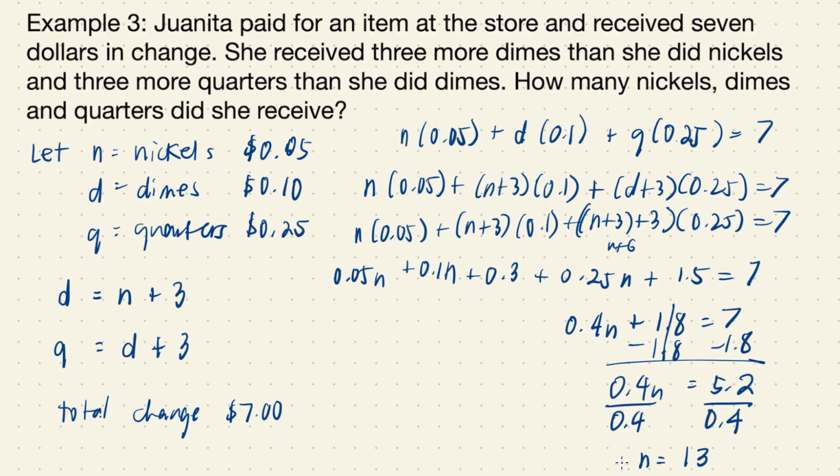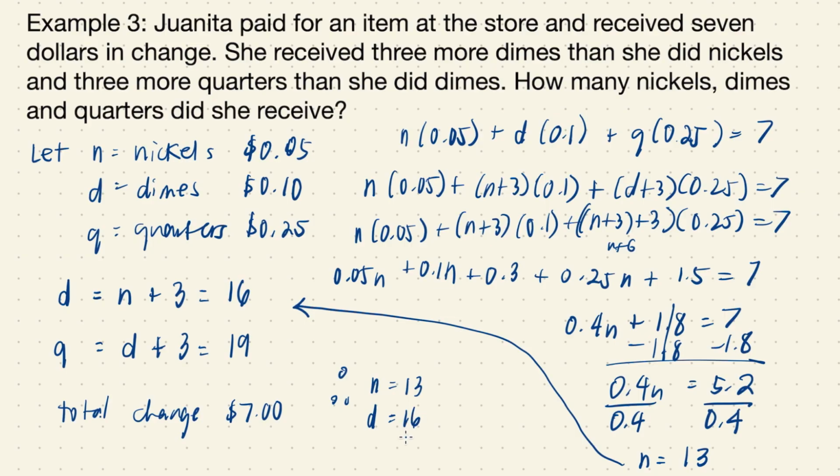We can use this in getting the number of dimes and quarters. Dimes is nickels plus 3, so it's 16. Quarters is dimes plus 3. 16 plus 3 is 19. So therefore, nickels is 13, dimes is 16, quarters are 19. Okay?